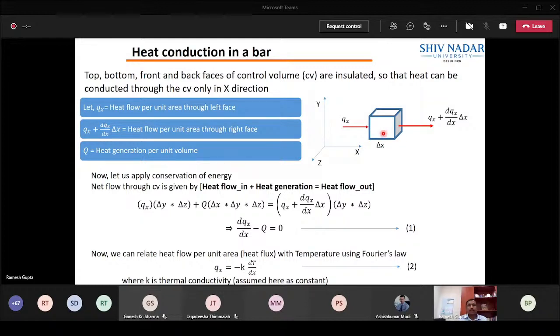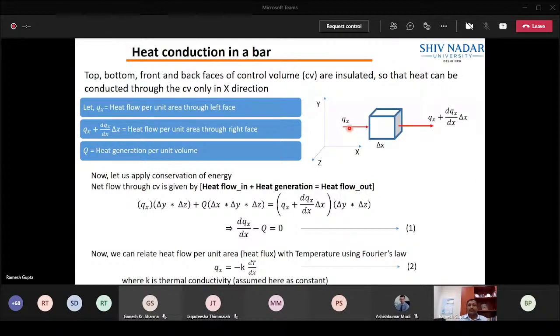If you look at applying that principle on the control volume, let's say I have taken a very small elemental volume with dimensions delta x, delta y, and delta z. On that, there is a flow coming in, and there is a heat generation, whether zero or non-zero. You have the input plus the heat generation equal to the heat flow coming out.